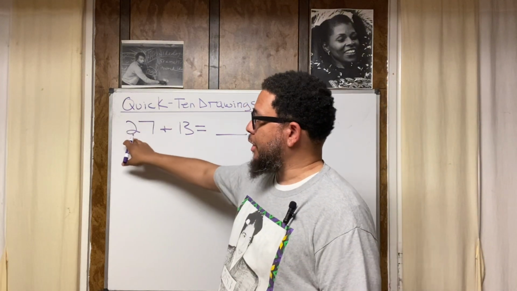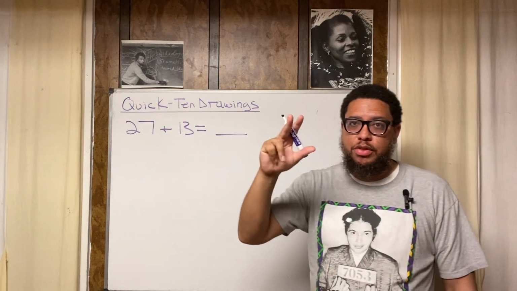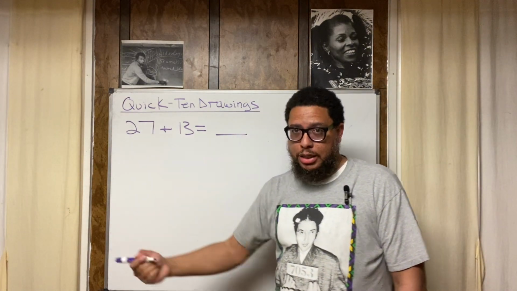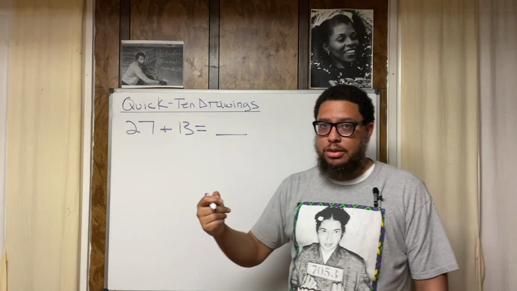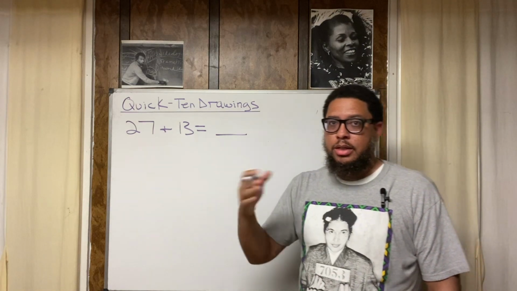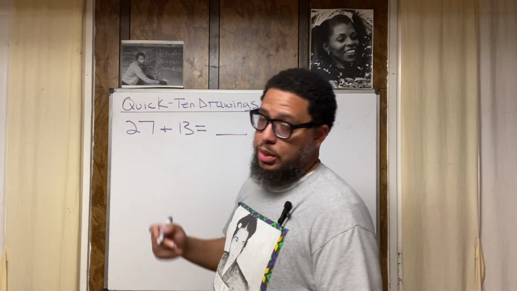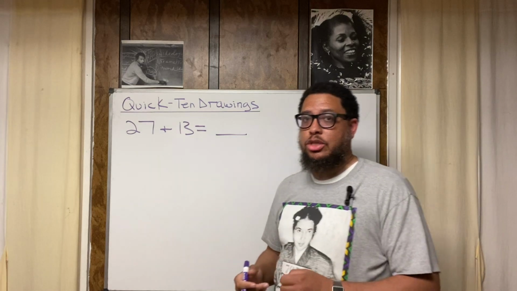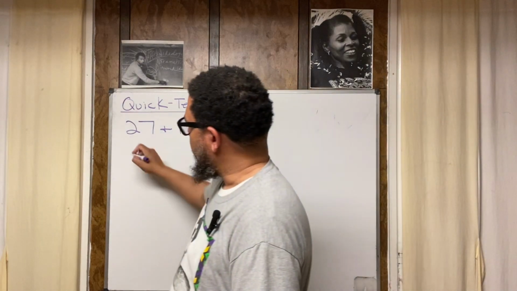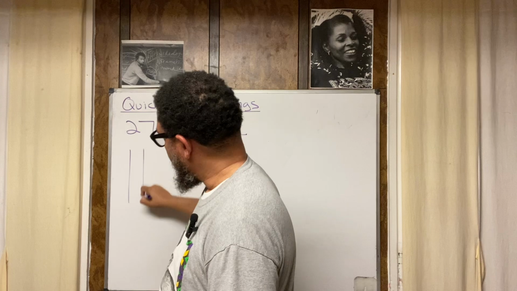So first question, how many 10s do I have in 27? I have two of them. That's why there's a 2 in the tens place, right? Because that means we have two 10s. We got 20. 10 and 10 is 20. 10 times 2 is 20. So that's how many 10s we got. So we're going to represent the 10s with a long vertical bar. So we do 10 and another 10.